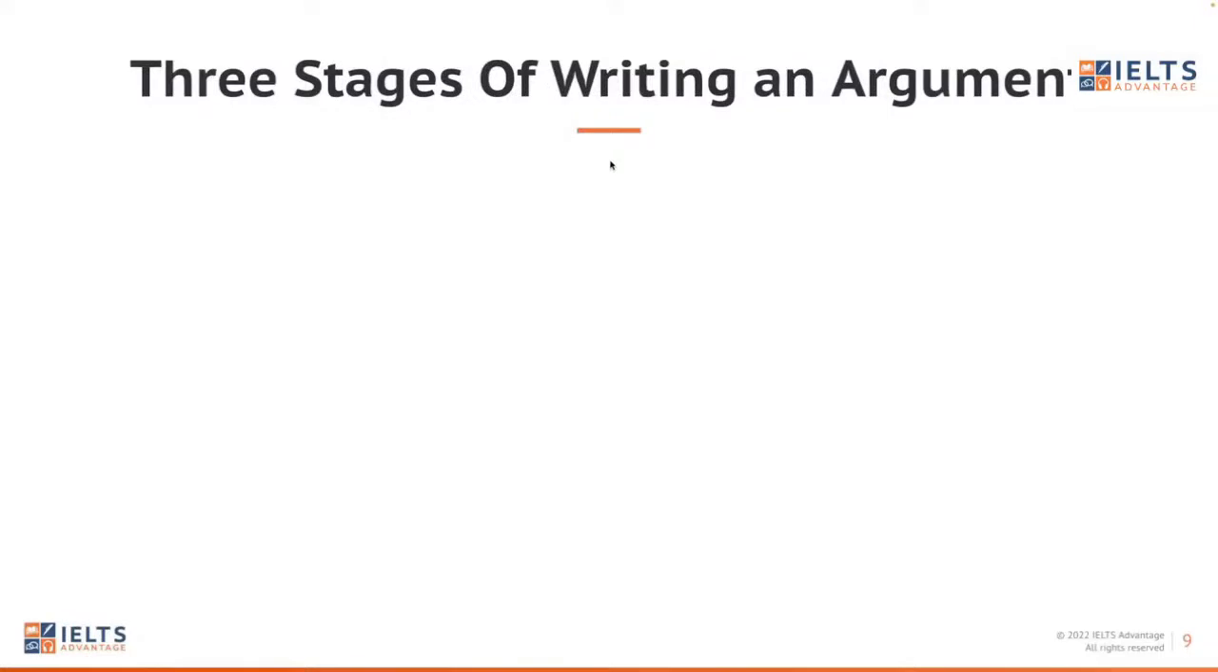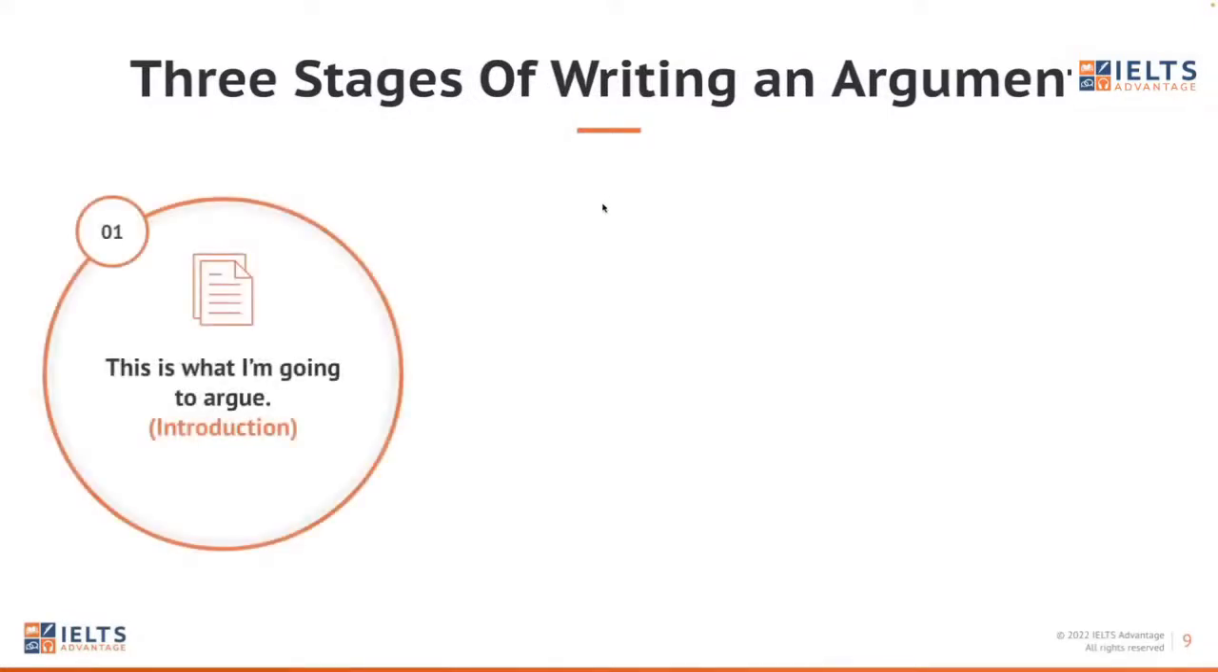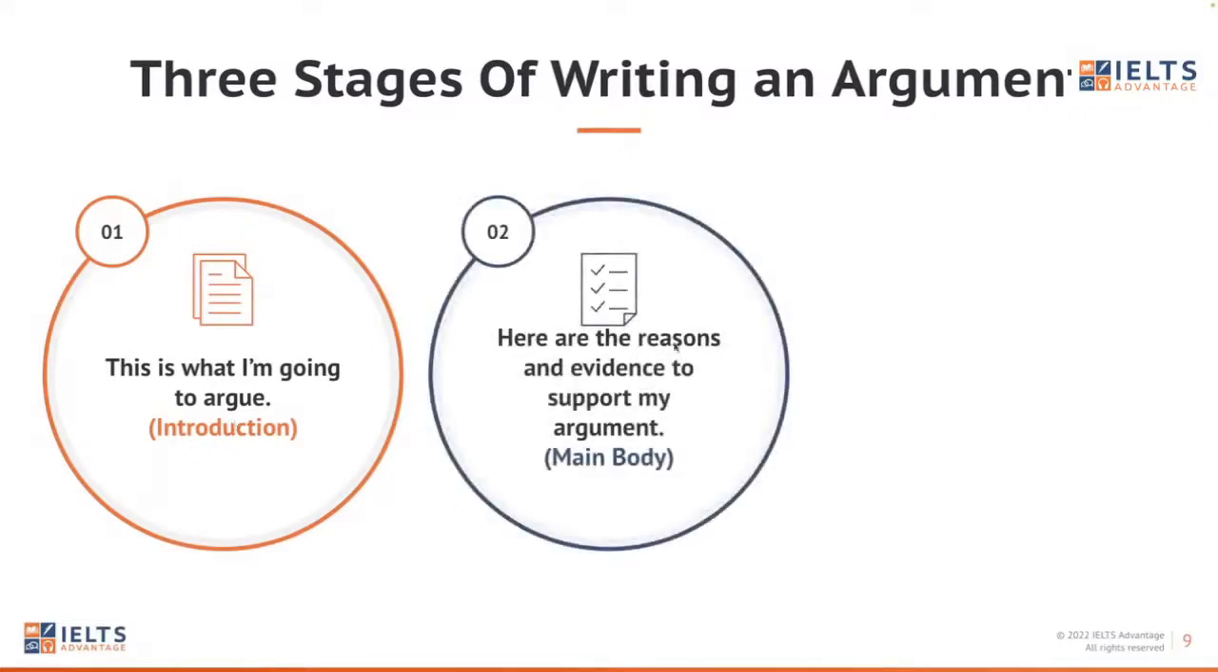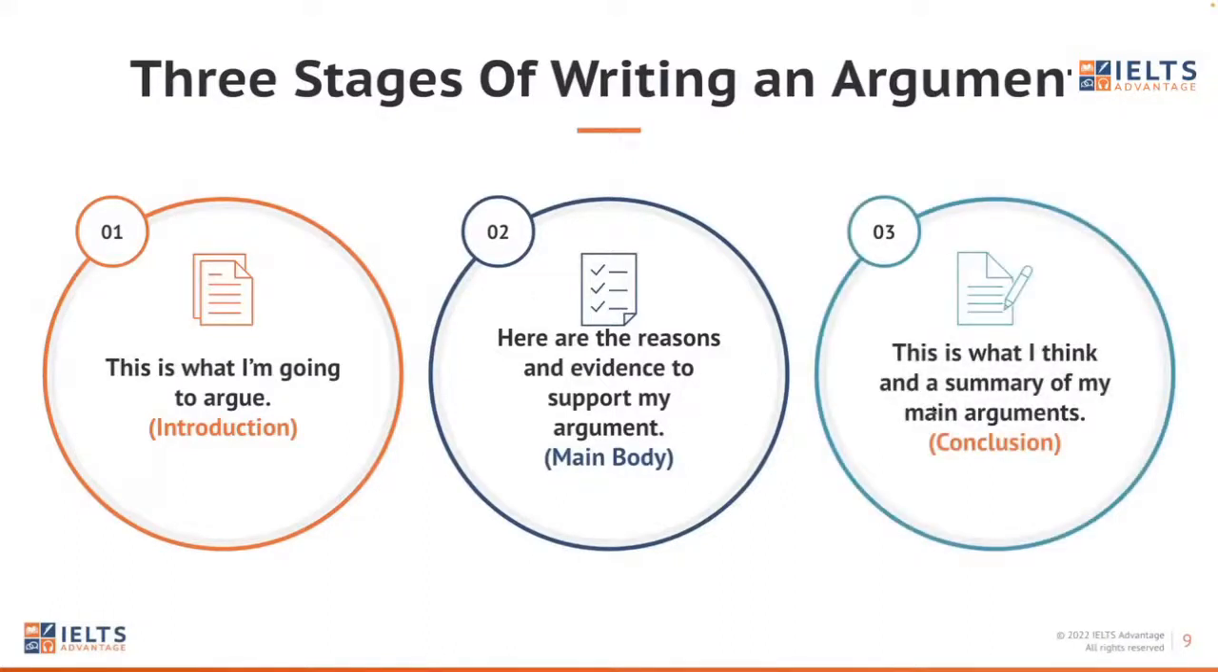So there's 3 stages of writing an argument, 3 stages of writing an essay. This is what I'm going to argue, your introduction. Here are the reasons and evidence to support my argument, the main body. And this is what I think, and a summary of my main arguments, conclusion. So the conclusion is, here's what I think, and here's a summary of my main arguments.